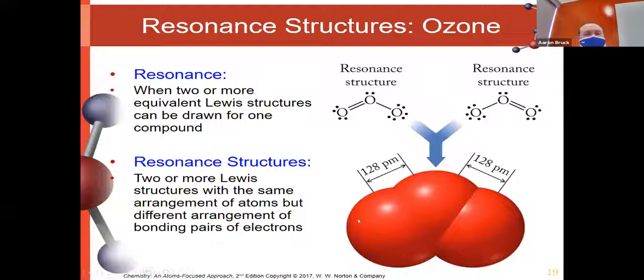To the point of, if we actually evaluate the size of those bonds, they are equivalent in length. Those bonds are equivalent in strength. And what's even funnier is that those bond lengths and those bond strengths are somewhere between a single bond and a double bond in terms of overall strength, in terms of overall length. So how do we go about drawing that Lewis structure to show that resonance?